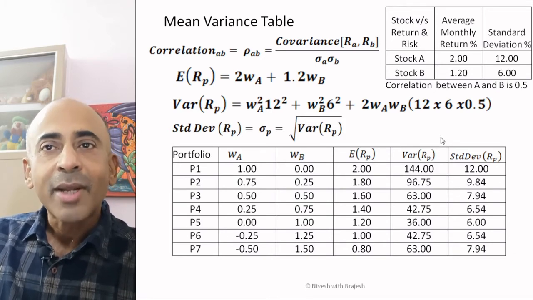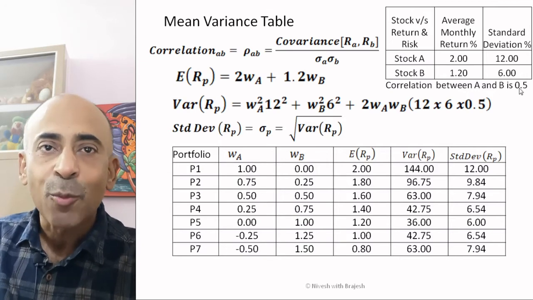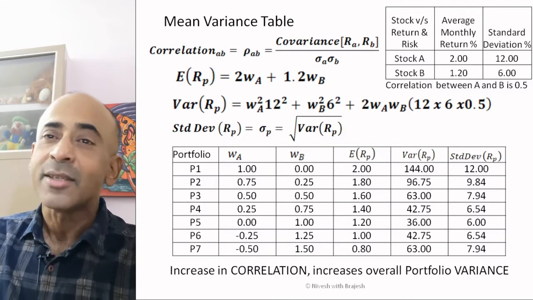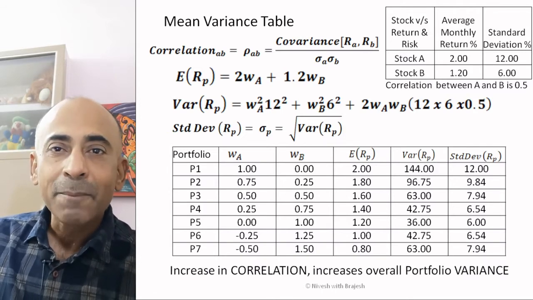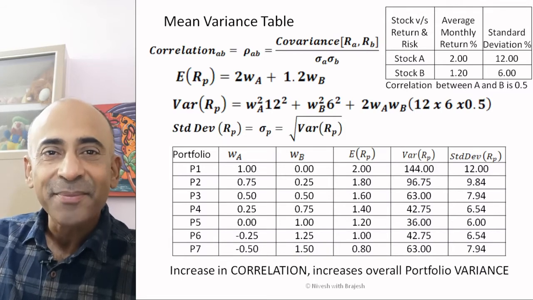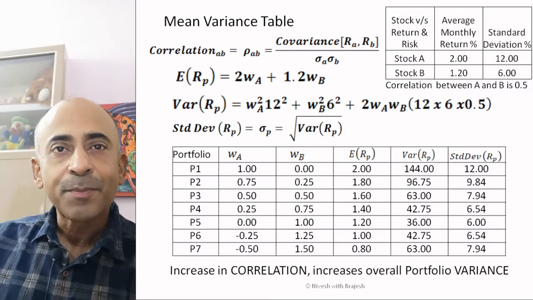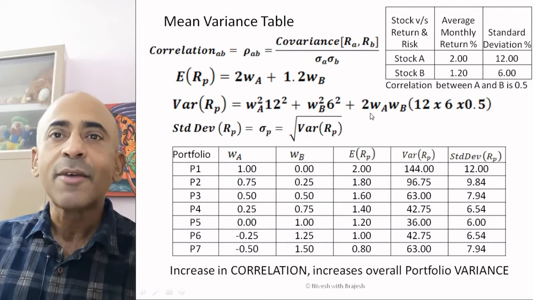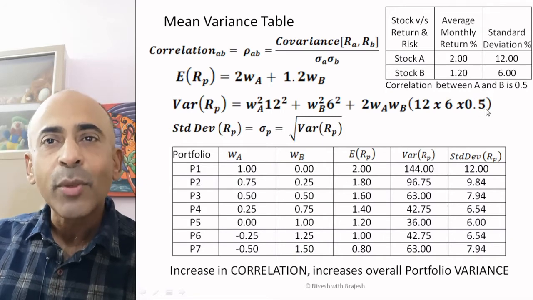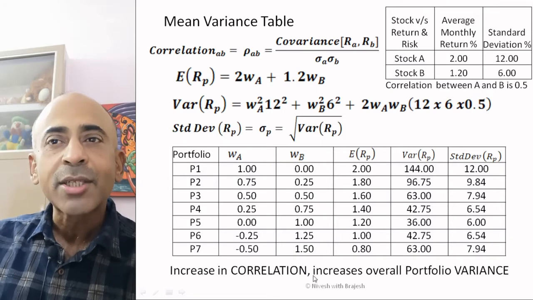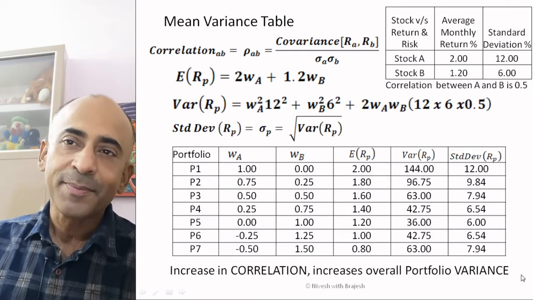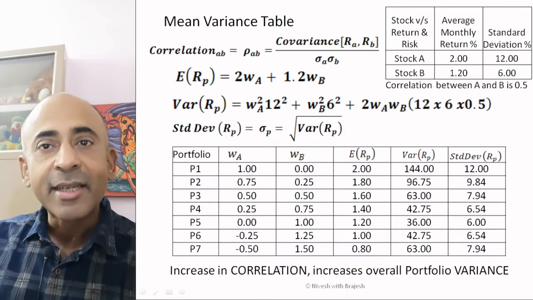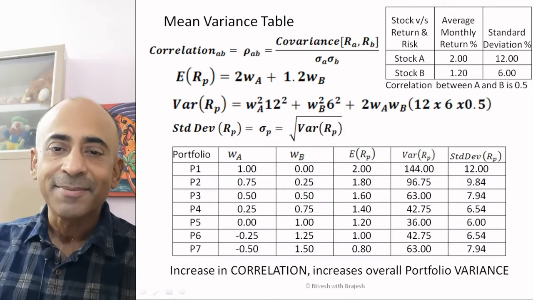Now note that this table pertains to a correlation of 0.5. So what would happen if I increase the correlation from 0.5 to say 0.75? How would the variance respond? Just think. Look at the formula of variance. Correlation adds linearly to the variance. So if correlation increases, the variance increases, and vice versa. Hence we can make out that an increase in correlation increases overall portfolio variance. That is, an increase in correlation will only increase the risk of the portfolio. A decrease in correlation will decrease the risk.